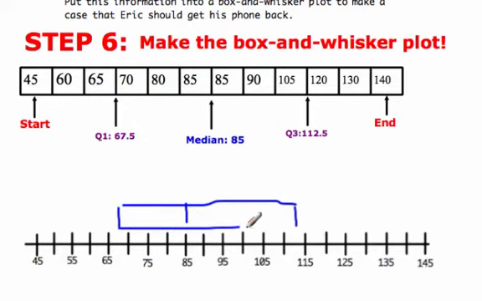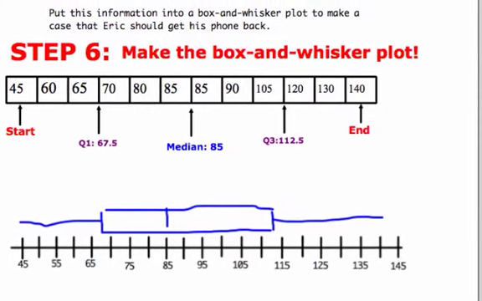So you can see our boxes are done, and then the next thing would just be to make sure we get the whiskers. So we go all the way to 140, which is in between 135 and 145. And then we'd also do this side, which goes to 45. So that's our whisker right there. And that's essentially it. You can get a better picture for it here on the next screen.